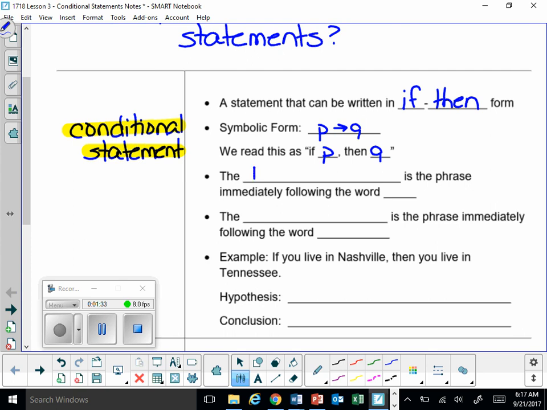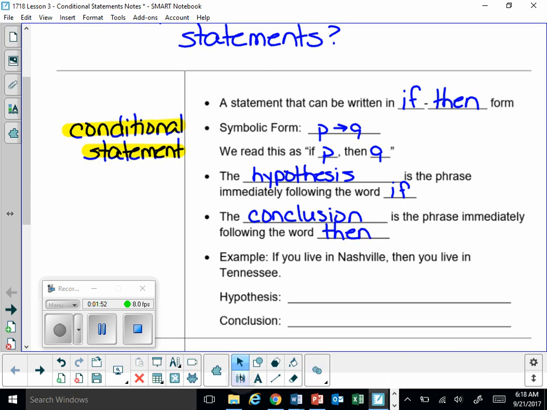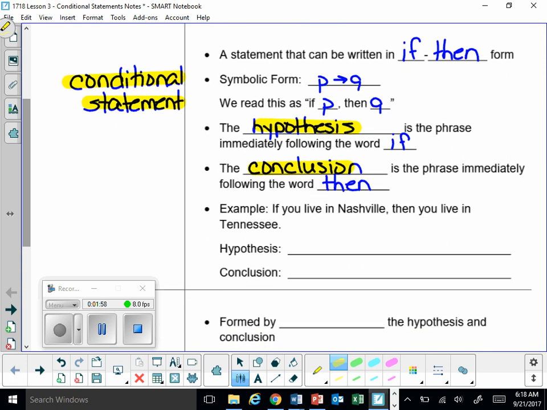The hypothesis is the phrase immediately following the word if, and the conclusion is the phrase immediately following the word then. Okay, hypothesis and conclusion, along with conditional statement, are 3 words you need to make note cards for. So let's look at this example. If you live in Nashville, then you live in Tennessee.